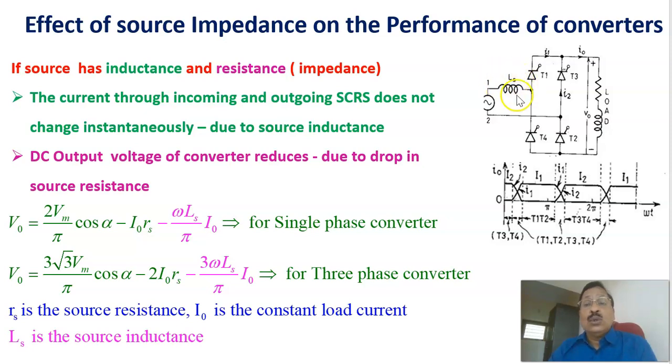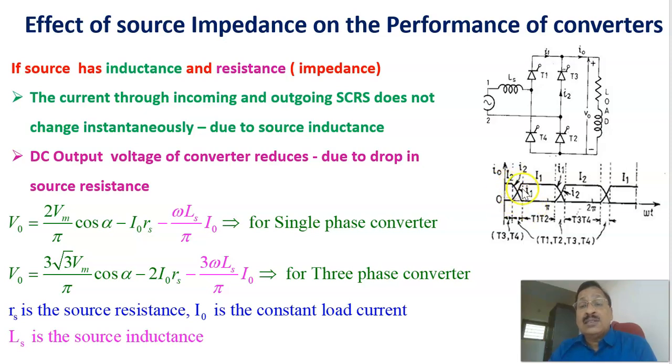But if you consider the source inductance, the transition of this current is different. When T1 and T2 are triggered at this instant, firing angle alpha, the current through the line marked as I1 is slowly increasing to the load current. That is, it is not sudden. It is slowly increasing to I0. Similarly, T3 and T4 are the outgoing SCR, and the current through this one, I2, is going from the load current I0 to 0 slowly.